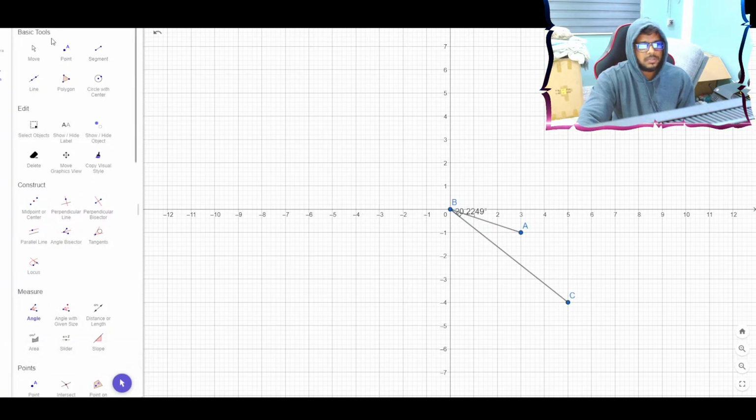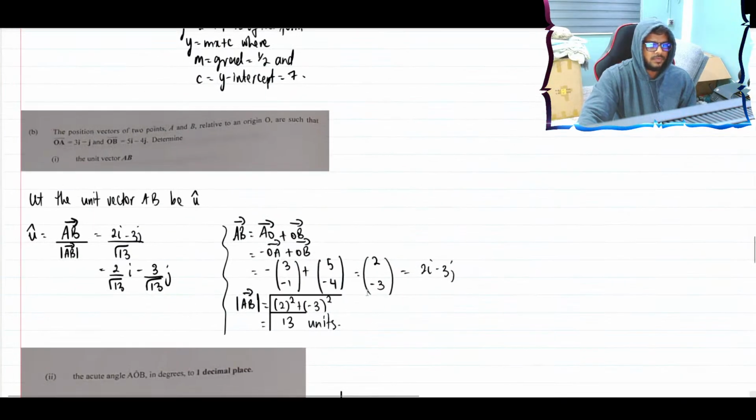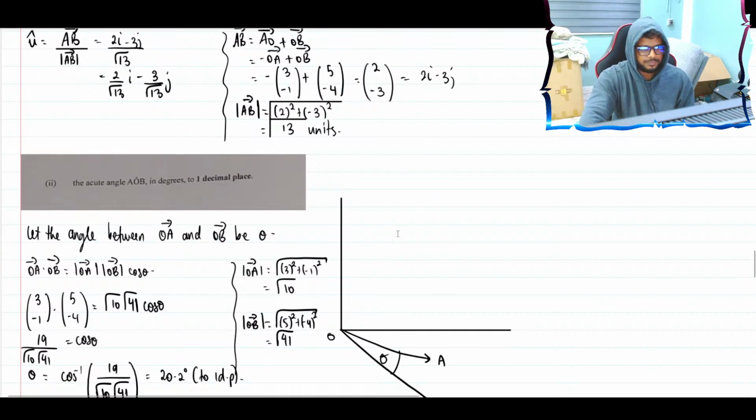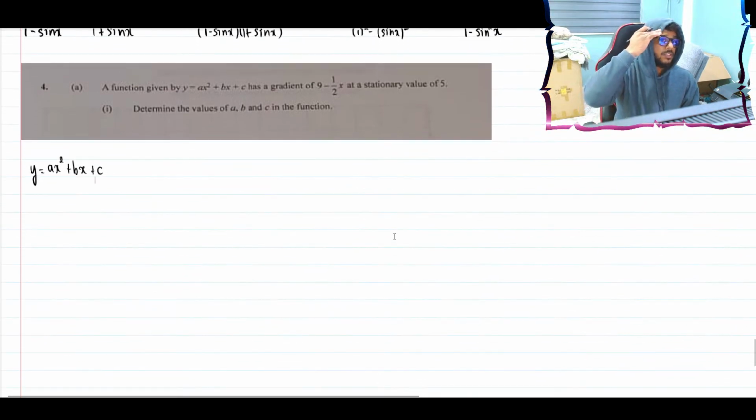Yeah, that answer is correct for the vectors, 20.22, 20.2. Right, it's fine. Mistakes do happen. Alright, back to this one.